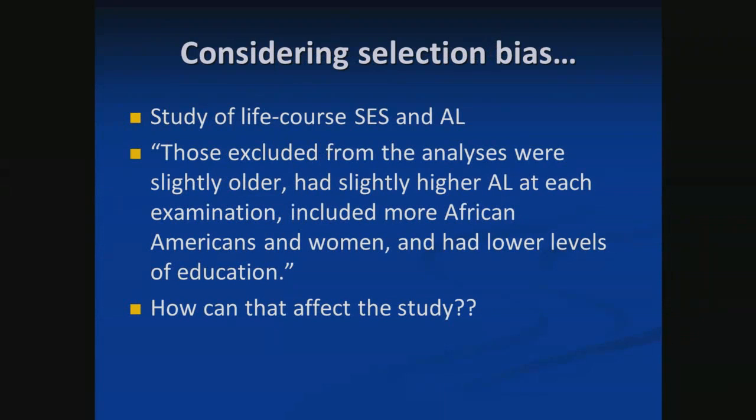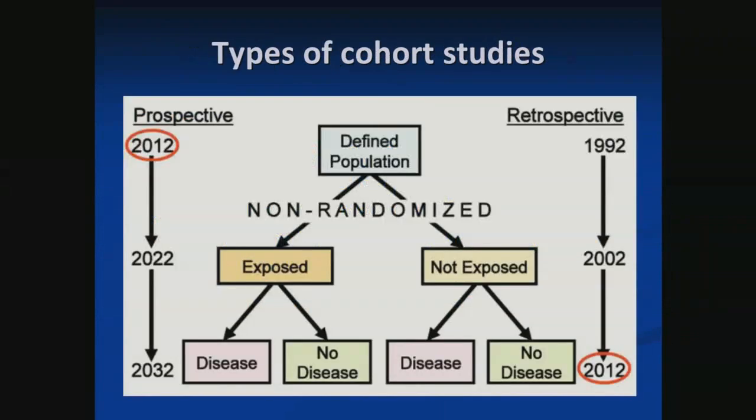Okay, so we're going to skip this for the sake of time. To explain prospective and retrospective for a moment. So again, this is the flow of a cohort study. You start with a population, non-randomized, right? So you're just exposed versus not exposed, and you're following up for disease.